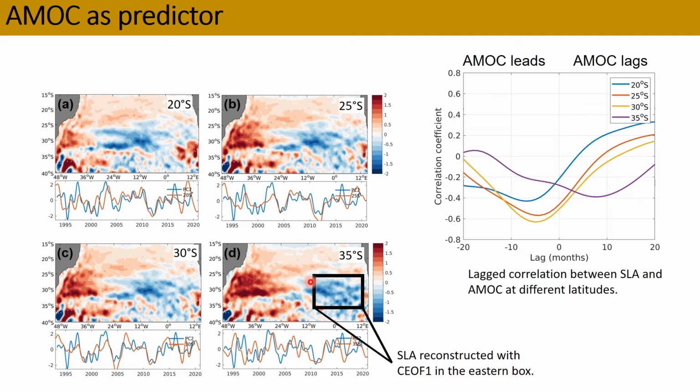And so what we do is reconstruct the sea surface height here on the eastern side of the basin, and we see what the lag relationship between the sea surface height and the AMOC would be. And we see that the AMOC actually leads this mode by up to 5 months. It leads this variability on the eastern side, so it can be a precursor for the development of the anomaly and for the propagation.